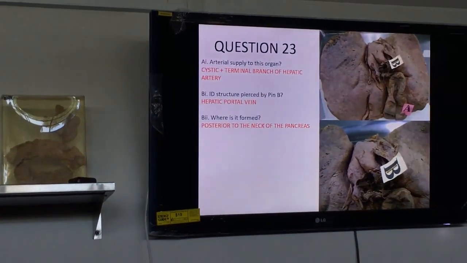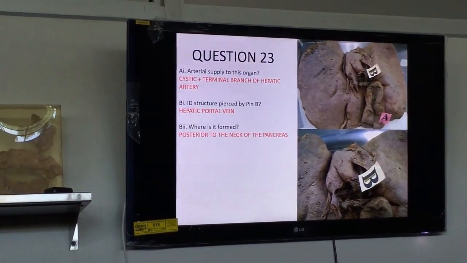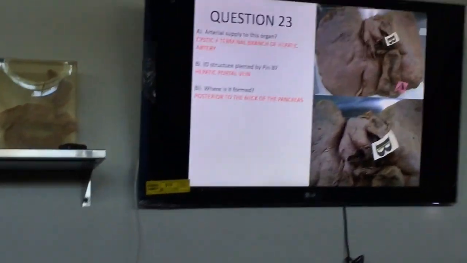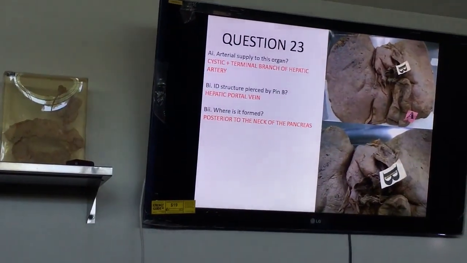B2, where is it formed? So again, you should know that the hepatic portal vein is formed posterior to the neck of the pancreas.